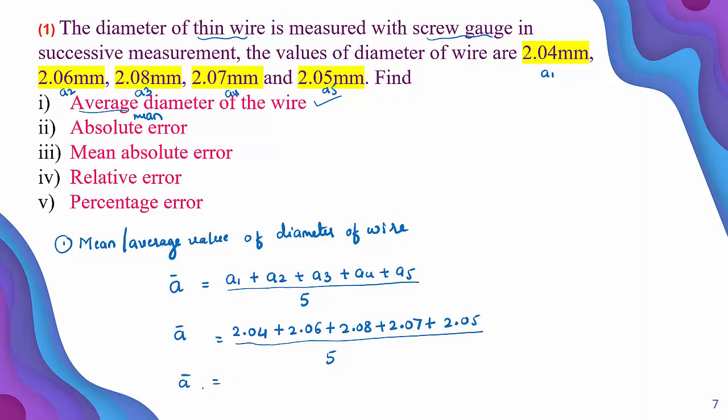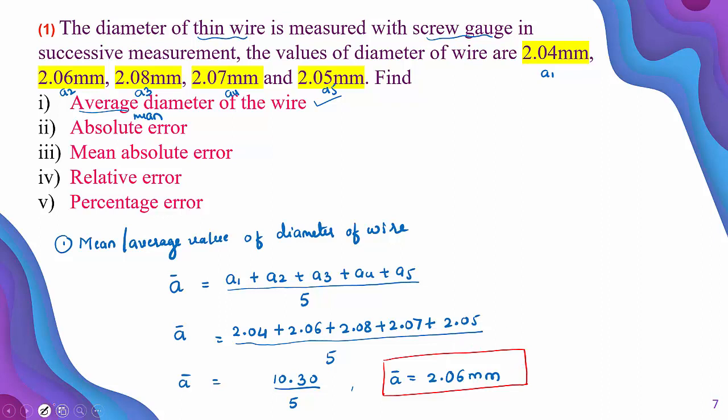You can use the simple calculator to find mean value or average value of the diameter. So after adding all these values, I will get the value 10.30 divided by 5. 10.30 divided by 5 means I will get the value A bar is equal to 2.06 millimeter. What is the answer? 2.06 millimeter. This is mean value or average value of diameter. This is the first point.